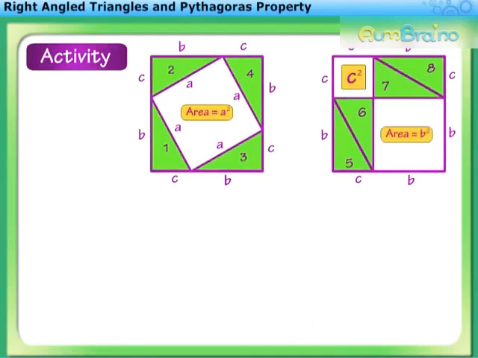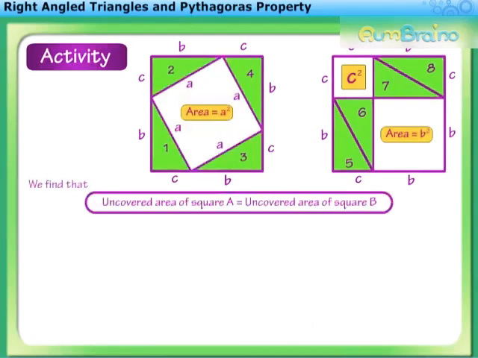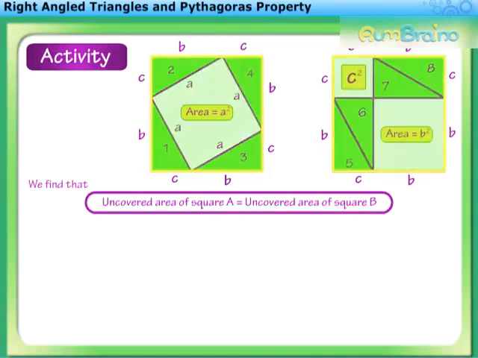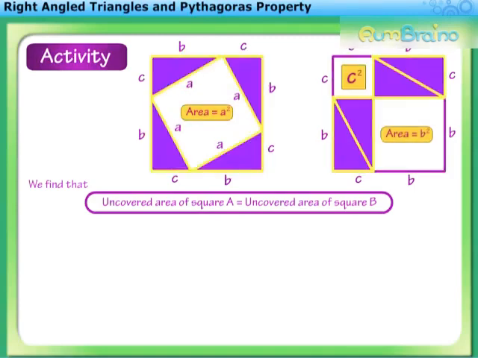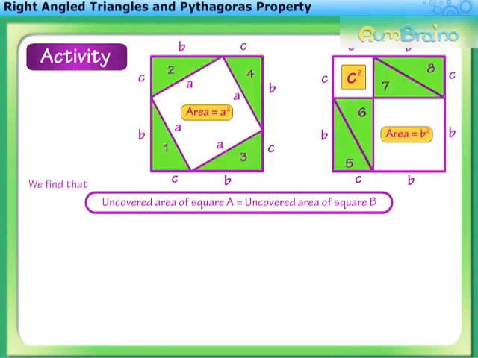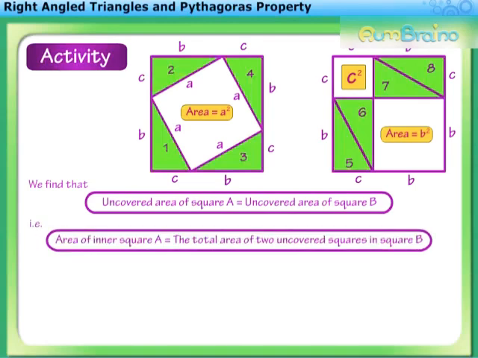On doing this, we find that the uncovered area of square A is equal to the uncovered area of square B, because the 2 squares are identical, and the triangles inserted are also identical. Which means that the area of the inner square of square A is equal to the total area of the 2 uncovered squares in square B. That is, A square is equal to B square plus C square.